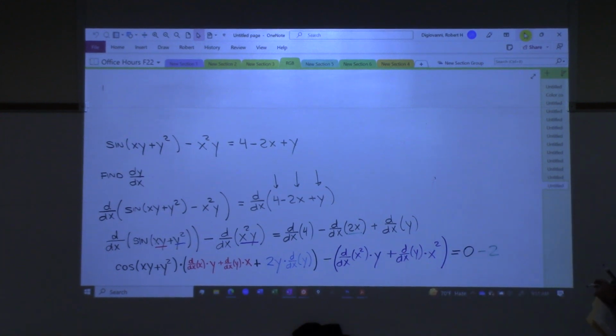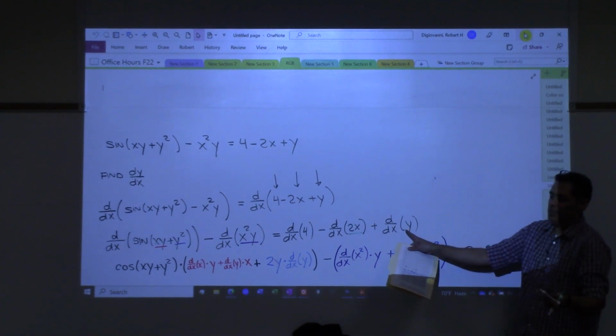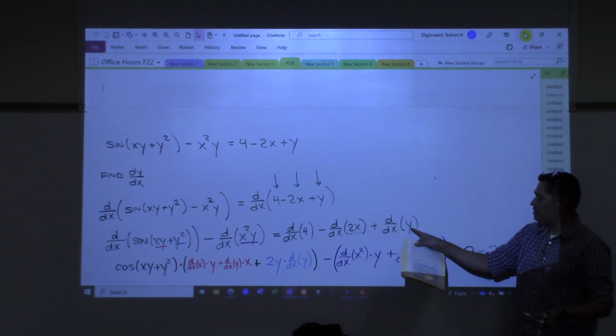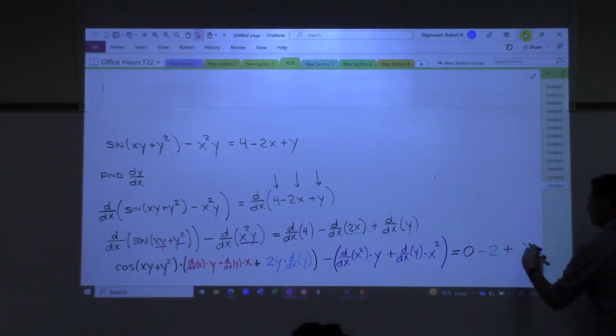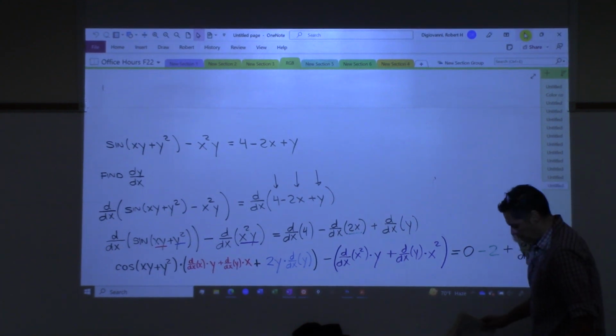You want to keep going, Alan? Plus dy/dx. Yeah, plus, now this one you can't get around. This does not turn into 1, but this is just the derivative with respect to x of y, which is dy/dx. And we've got it. This is our derivative. Or I'm sorry, the implicit differentiation has been performed. Okay?